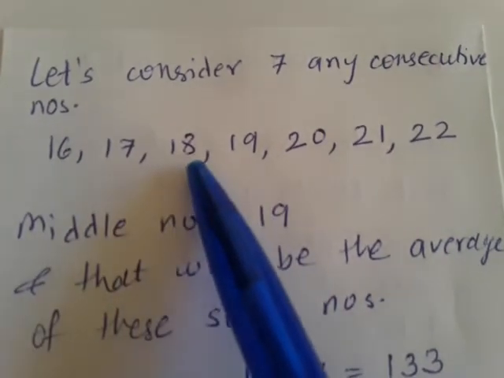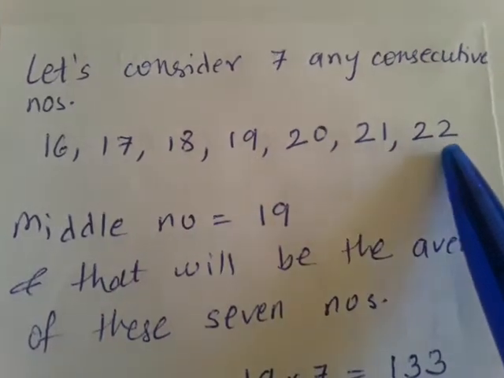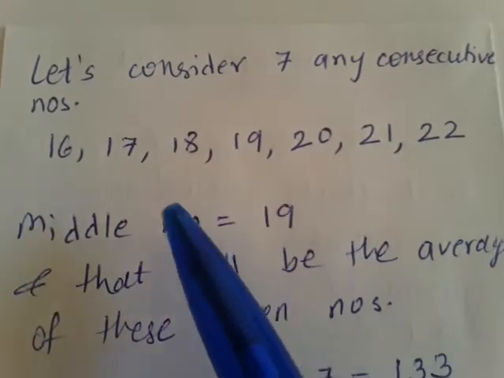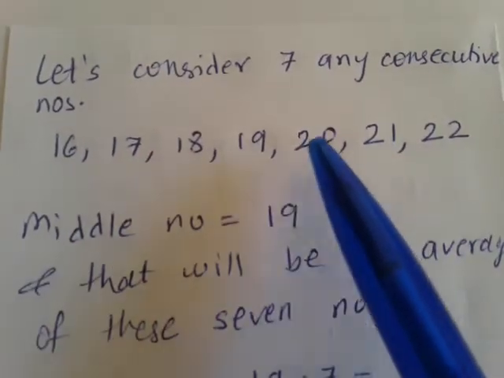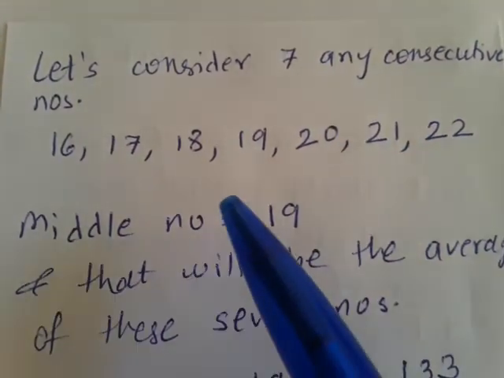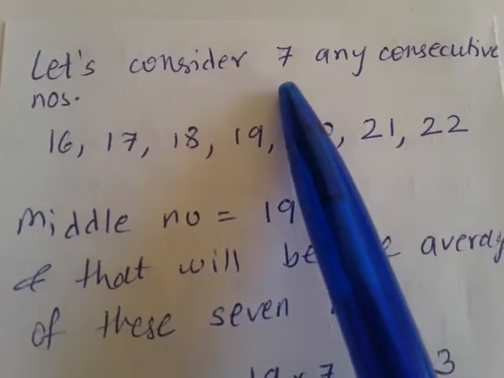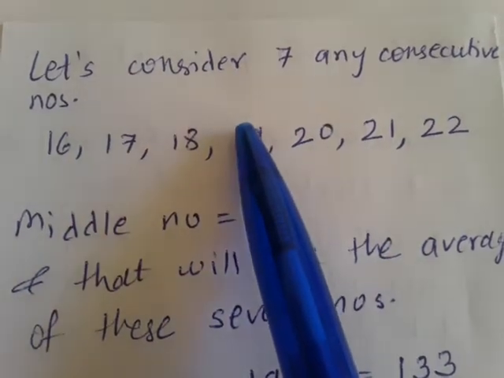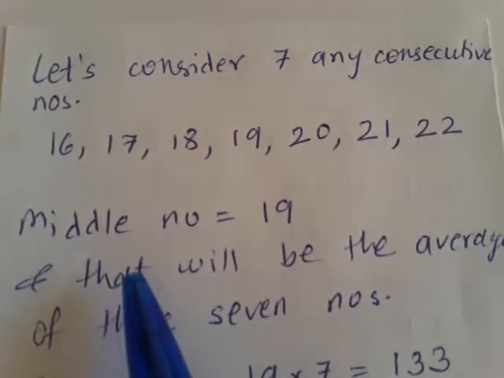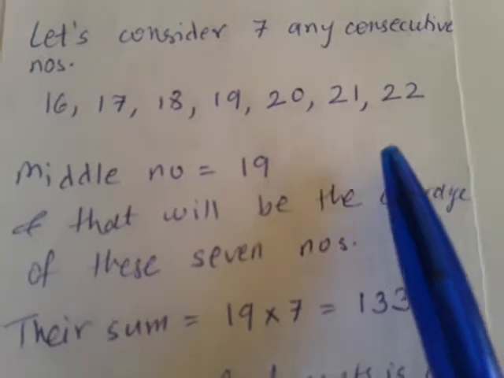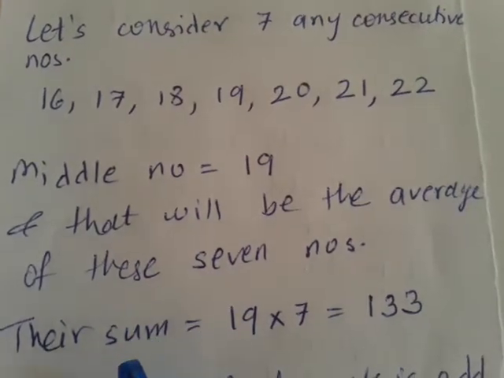16, 17, 18, 19, 20, 21, 22. These are 7 consecutive numbers. Consecutive means the difference between them is 1. They are consecutive. What is the middle number? Out of these 7 numbers, middle number is 19. Correct? Middle number is 19. And that is going to be average of all these 7 numbers.